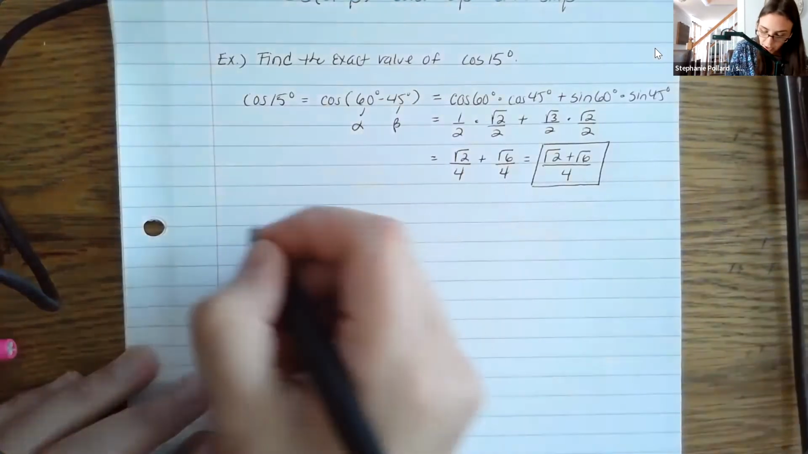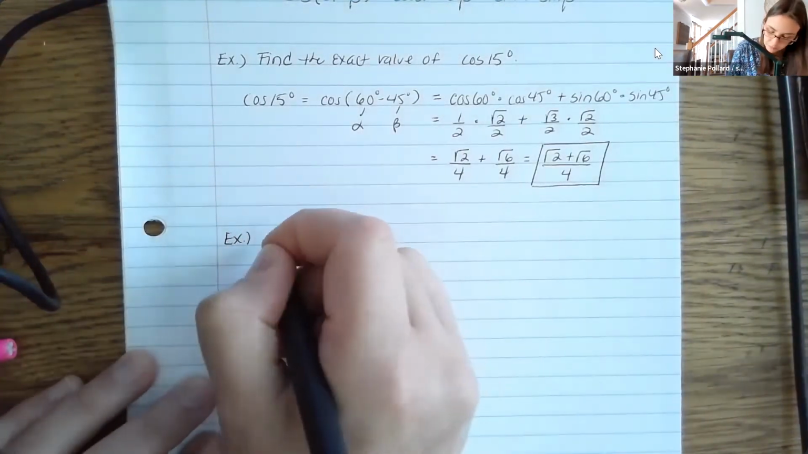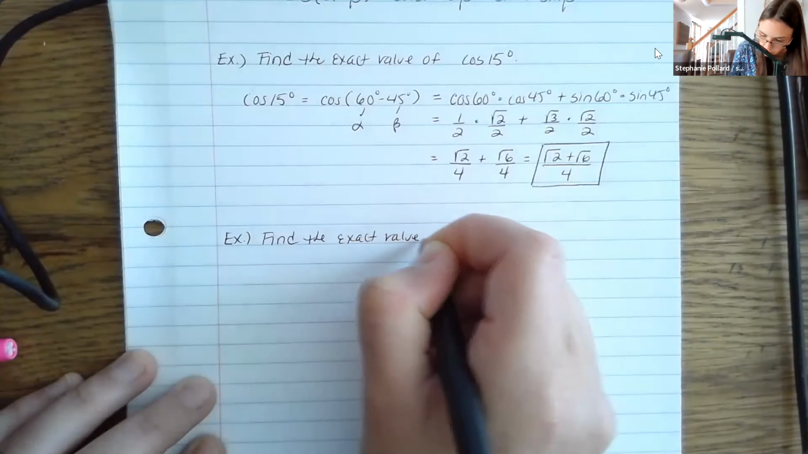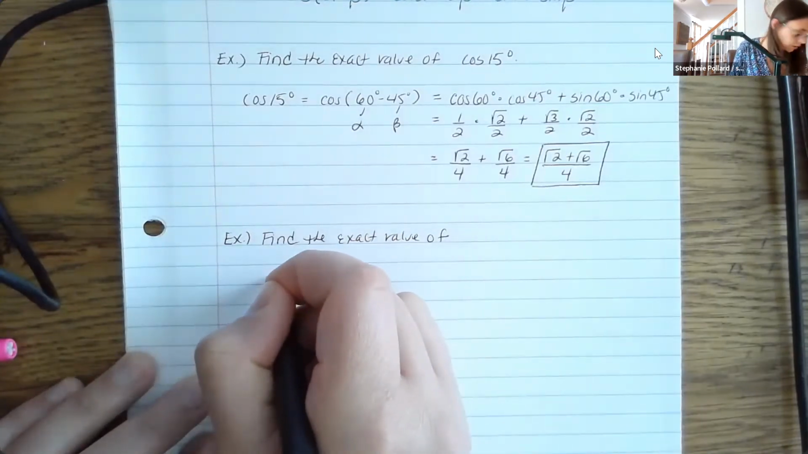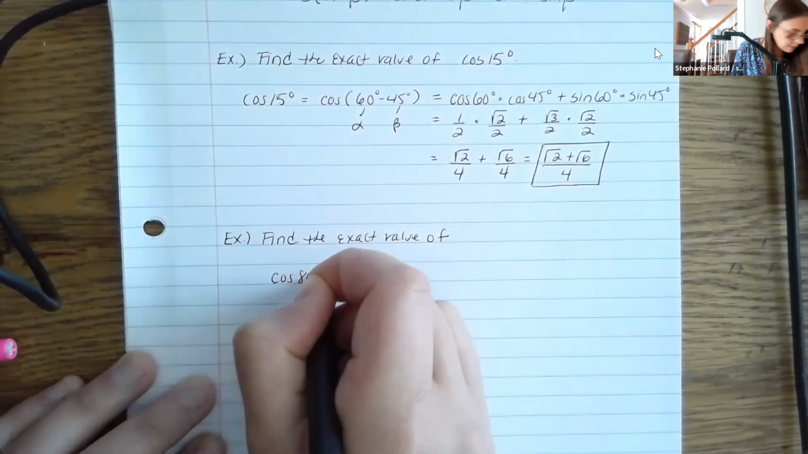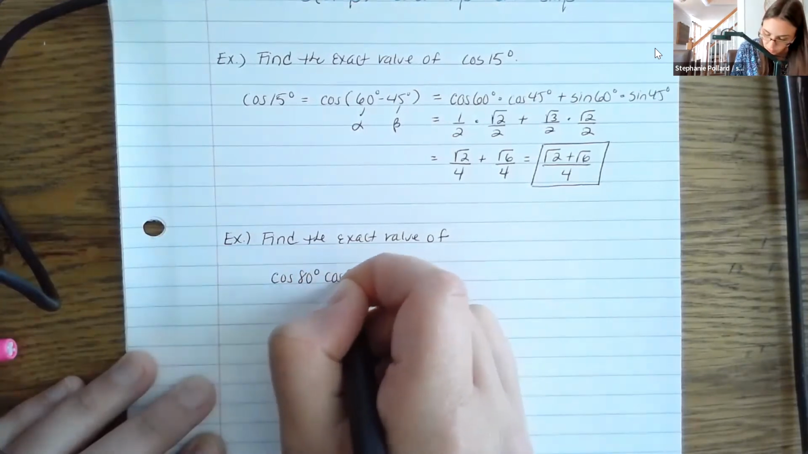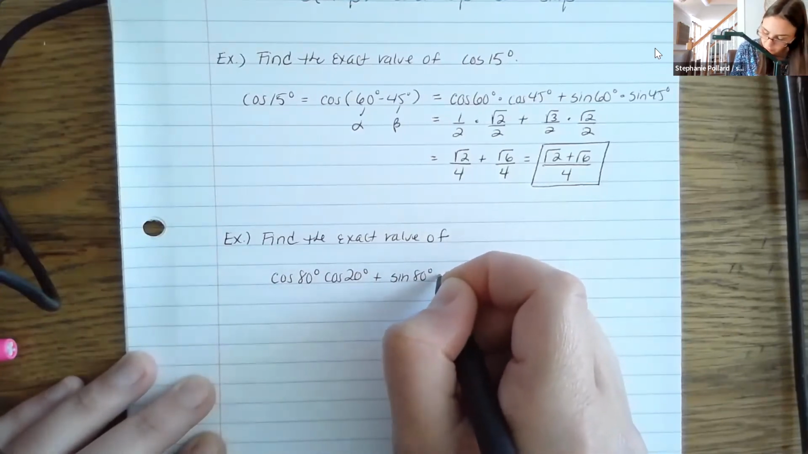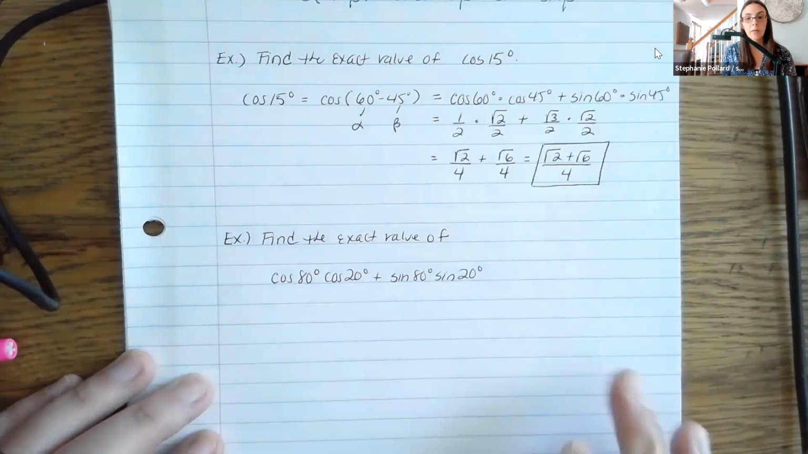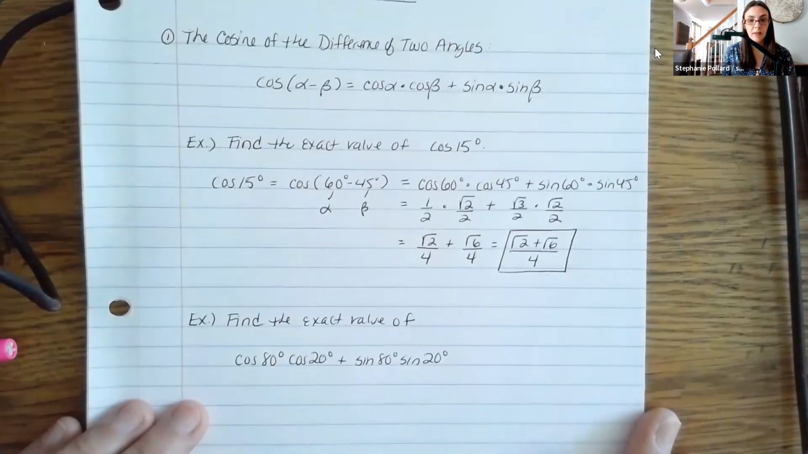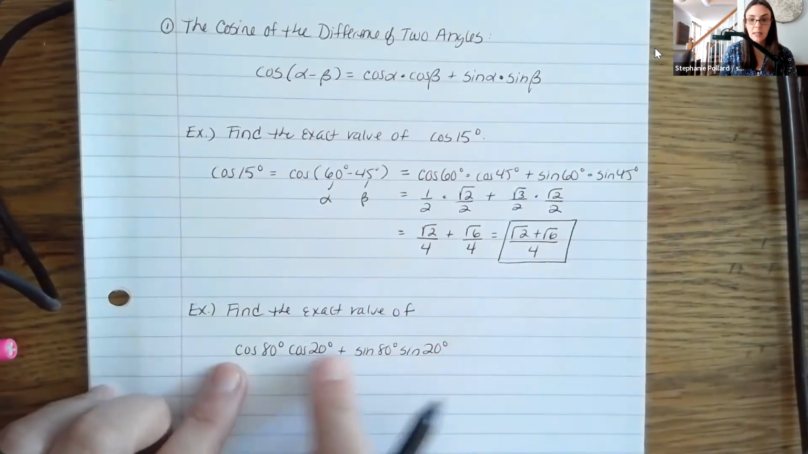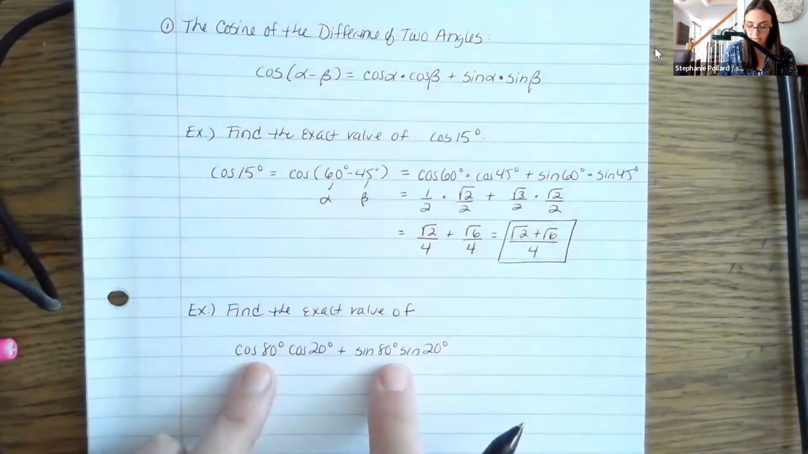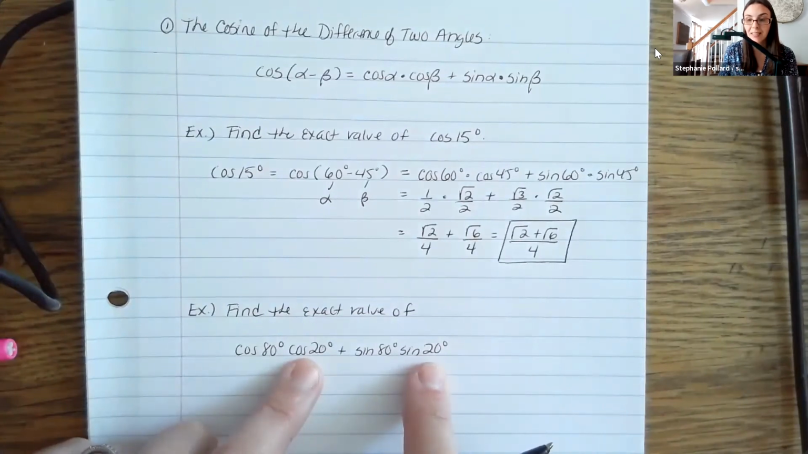Now we can also use the formula backwards. Right, so we're going to do cosine of 80 degrees times cosine of 20 degrees plus sine of 80 degrees and sine of 20 degrees. Now, just be careful. I check the formula. It does match, right? If you look at the difference formula, you can see that I have cosine, cosine, sine, sine, plus sine in the middle. And also the angles match, right? Your alpha is 80 in both cases, and your beta is 20 degrees in both cases.